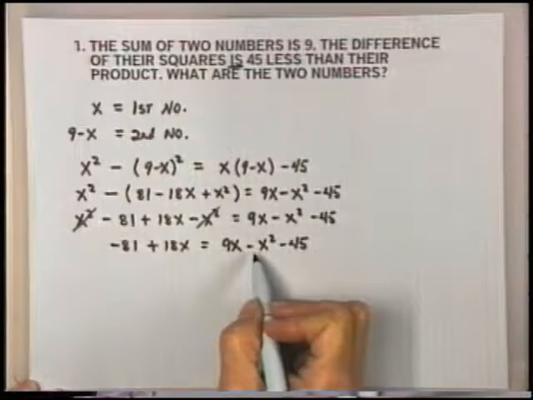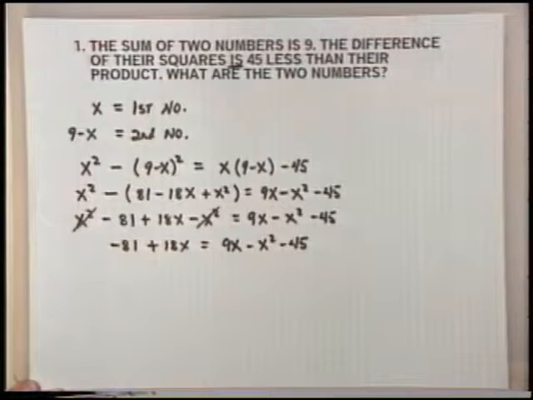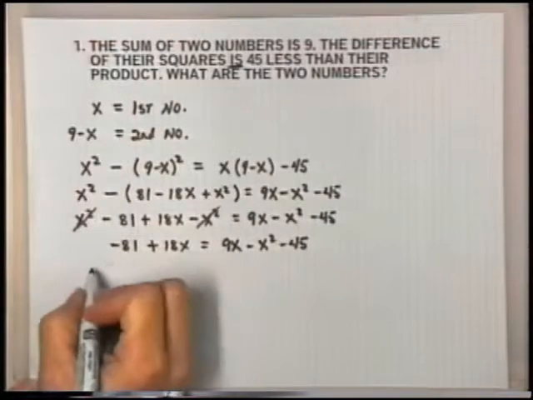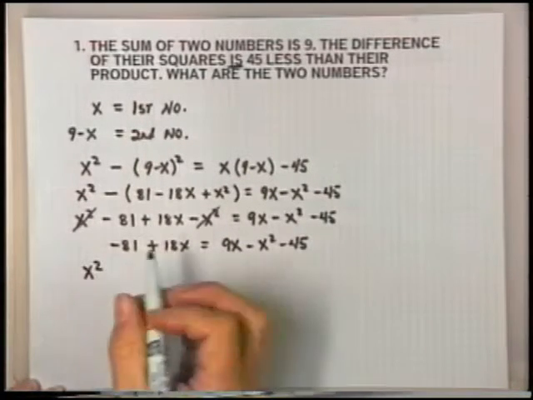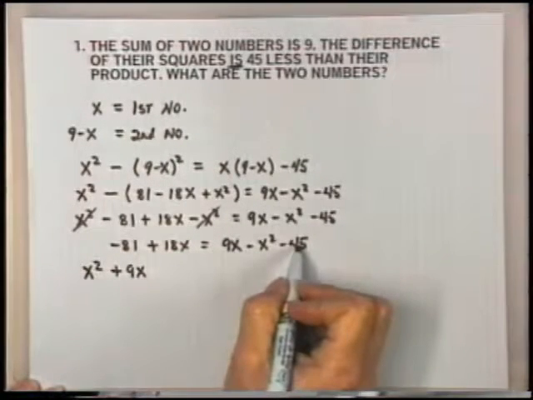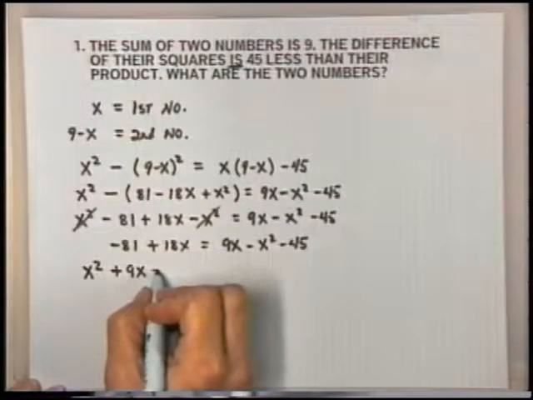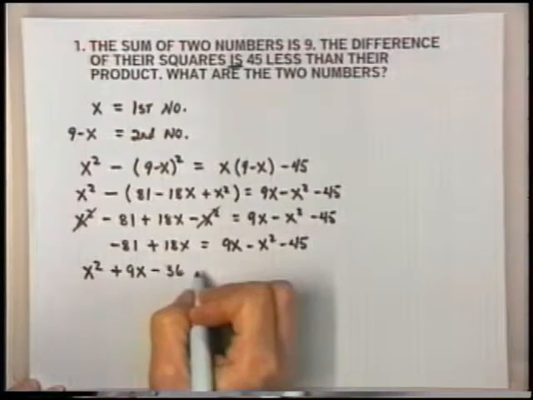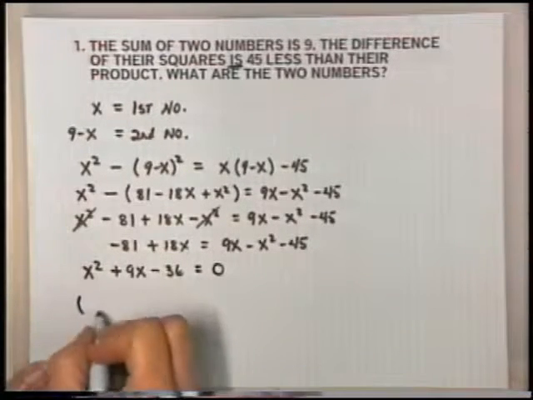Since our coefficient here is negative, let's take this term as well as all of the others to the left-hand side in order to have a positive coefficient on x squared. Adding x squared to both sides, I have an x squared over here. Subtracting 9x from both sides, 18 subtract 9 gives me 9x. And then adding 45 to a negative 81, I will have a negative 36 equals 0 on the right-hand side. We are now ready to factor.